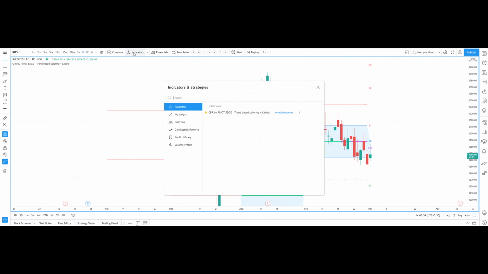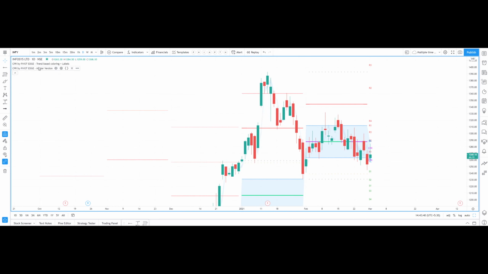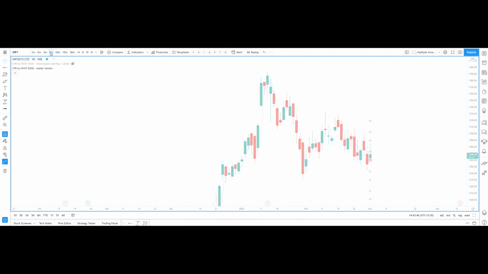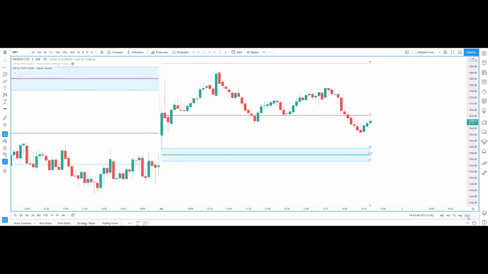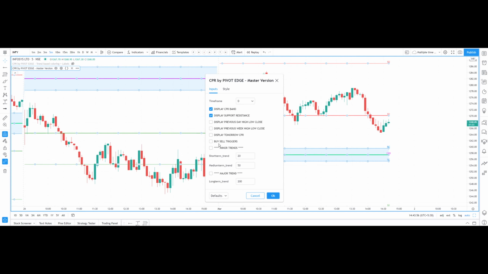Now, the alerts I told you about, what I was getting. I have coded a master version. This master version I have kept for my personal use. How it is different from the normal version is that it has all the features of the free indicator that I have given. Apart from that, I have coded this automatic buy sell trigger.